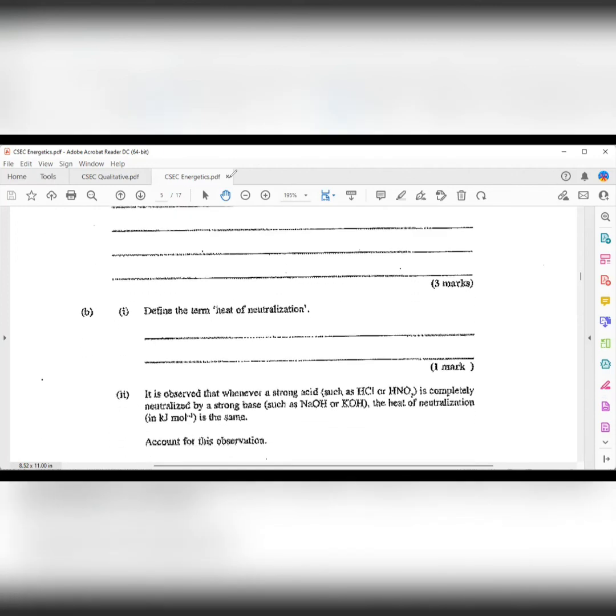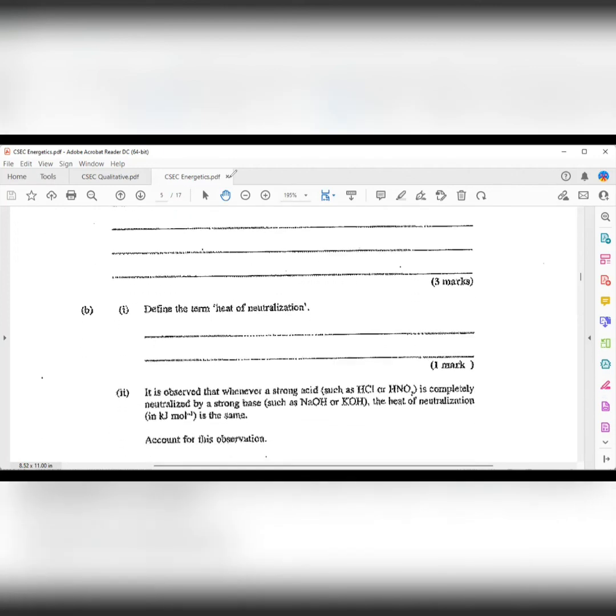Then they'll now say define the term heat of neutralization. Heat of neutralization is the energy change which occurs when 1 mole of water is formed from a neutralization reaction. If you don't want to use the word neutralization again, you say the energy change which occurs when 1 mole of water is formed from the reaction between an acid and a base. Okay? Next question.